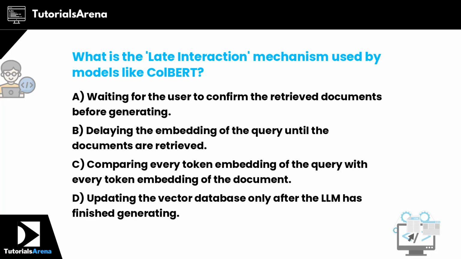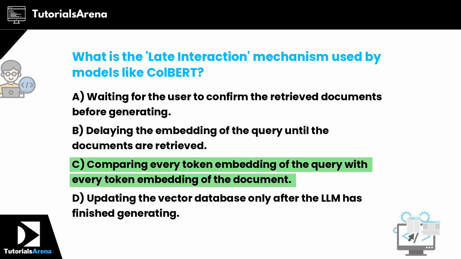What is the late interaction mechanism used by models like ColBERT? The correct answer is option C, comparing every token embedding of the query with every token embedding of the document.